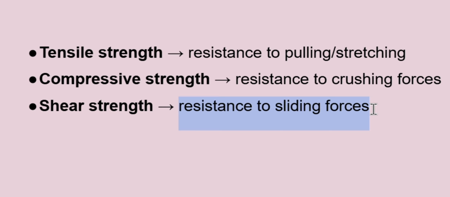And then finally, if I gave you a bit of metal, like steel, and I said cut that with scissors or shears, you wouldn't be able to do it because the metal has a higher ability to resist those sliding forces, so it has a higher shear strength.